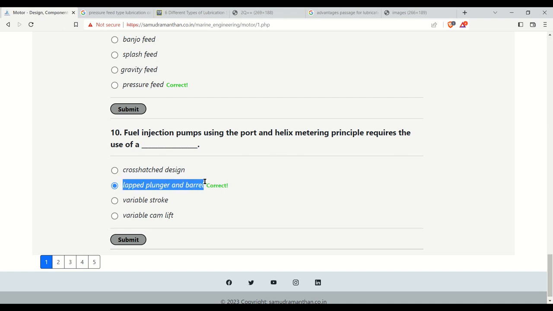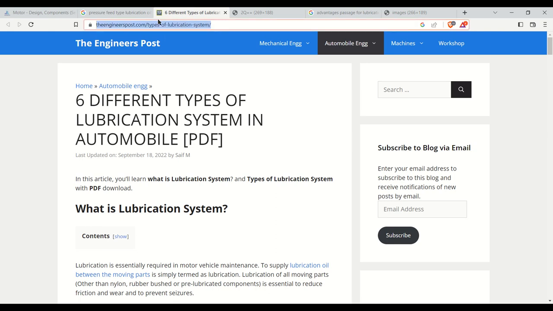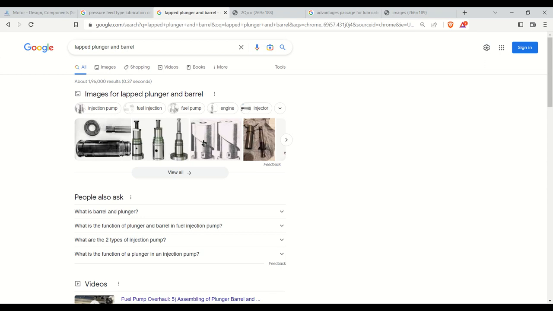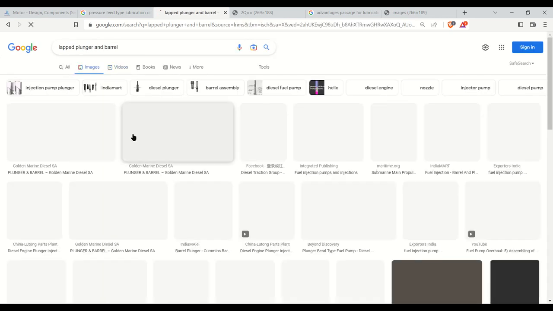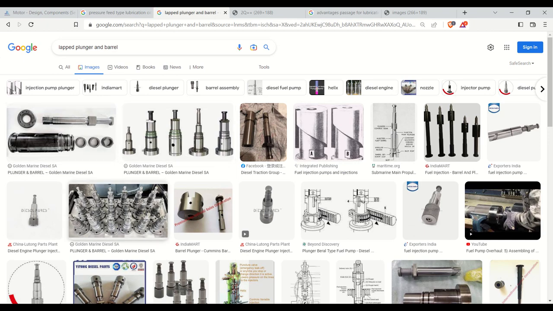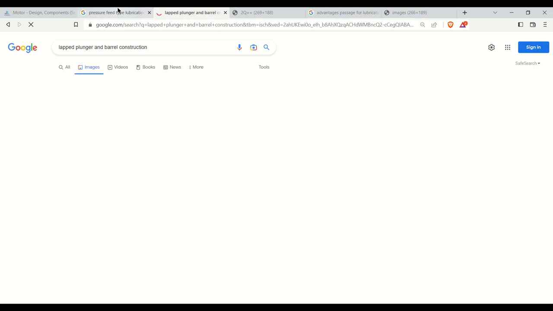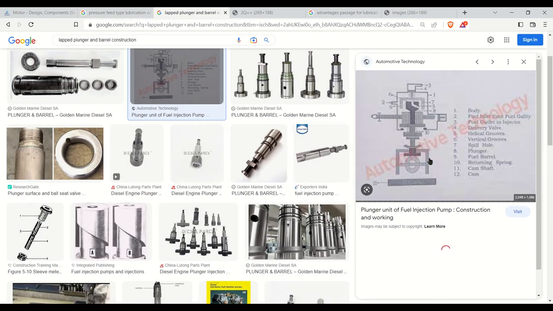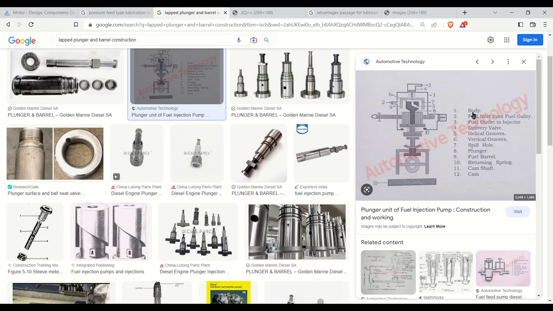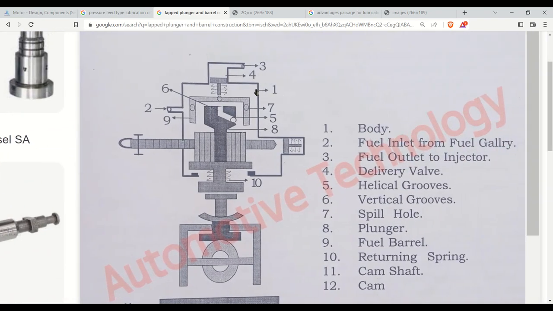What is the principle of lapped plunger and barrel? Okay, let's see what it is. It's a Bosch type of pump in which plungers and barrels are used. You can see in this image, let's zoom in. This is the body. This is not an actual image. This is just a description or a resemblance of the line diagram of that injector, right?